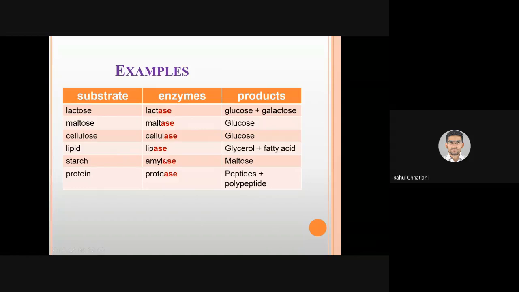Starch in presence of amylase will give maltose, multiple molecules of maltose. Starch is again a polysaccharide, so multiple molecules of maltose will be formed. And maltose again, if given maltase, will form glucose. Yes. Protein with protease will give peptides and polypeptides, that are made together by peptide bonds, as we had discussed in proteins.